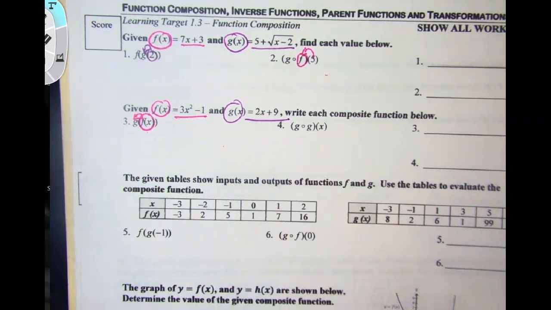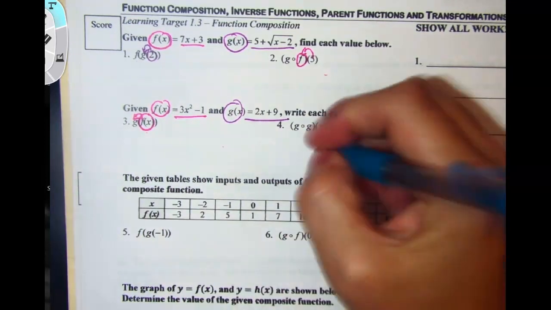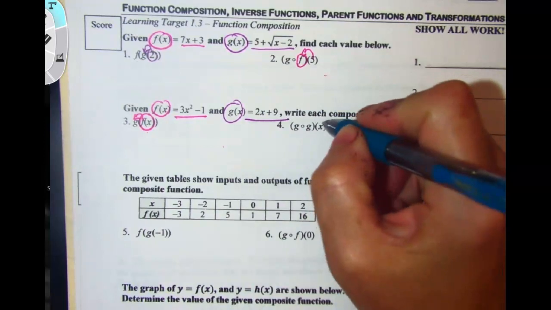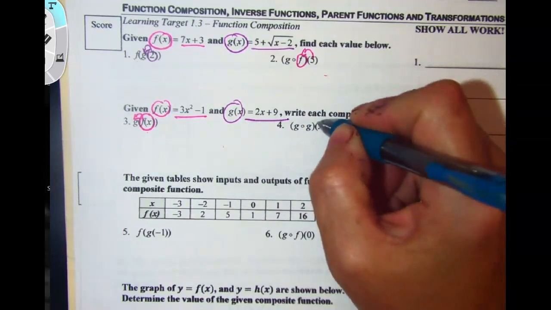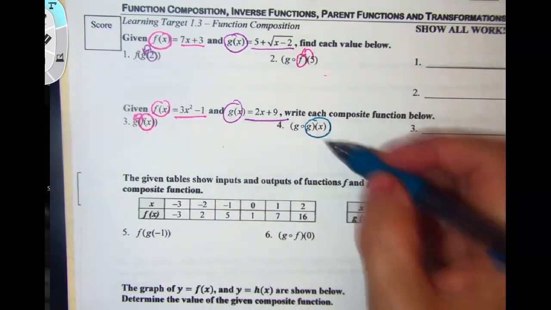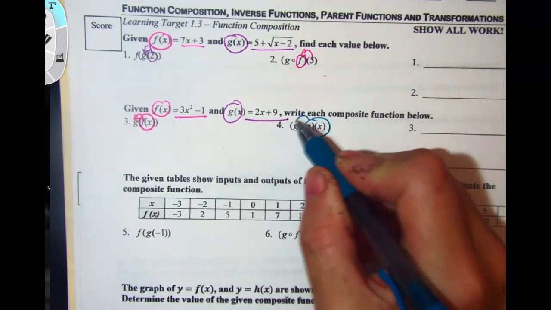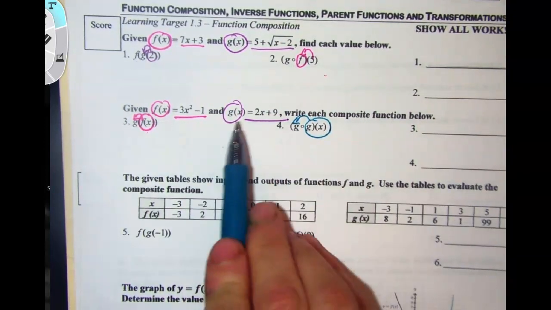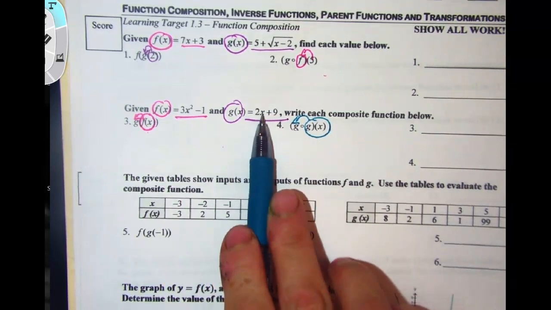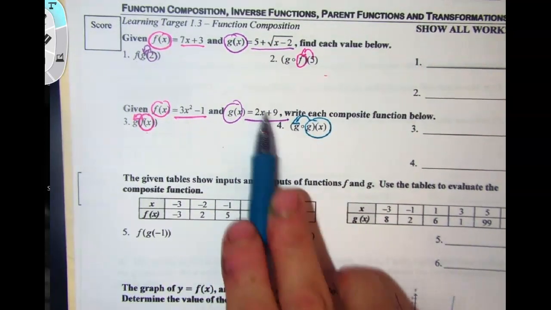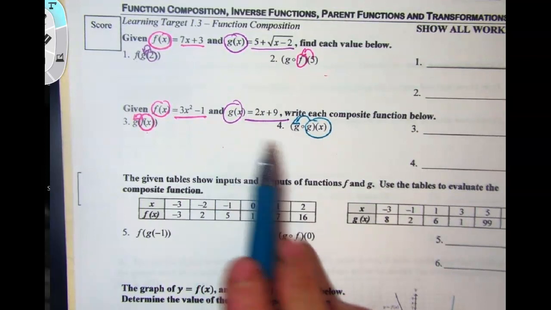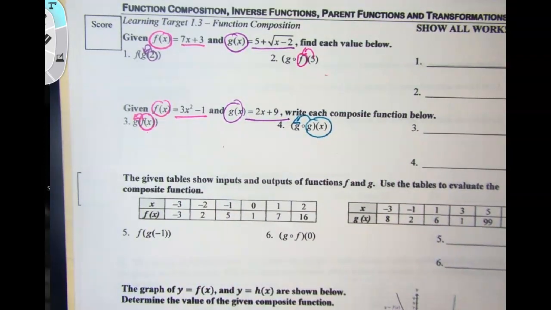Okay, for number 4, this is a little bit different, but you're plugging the same function into itself. So g of x will go into g. When you write out g, anywhere you see the x, you also have to write g again, and then you'll have to look for distributive, combine like terms, that kind of thing.